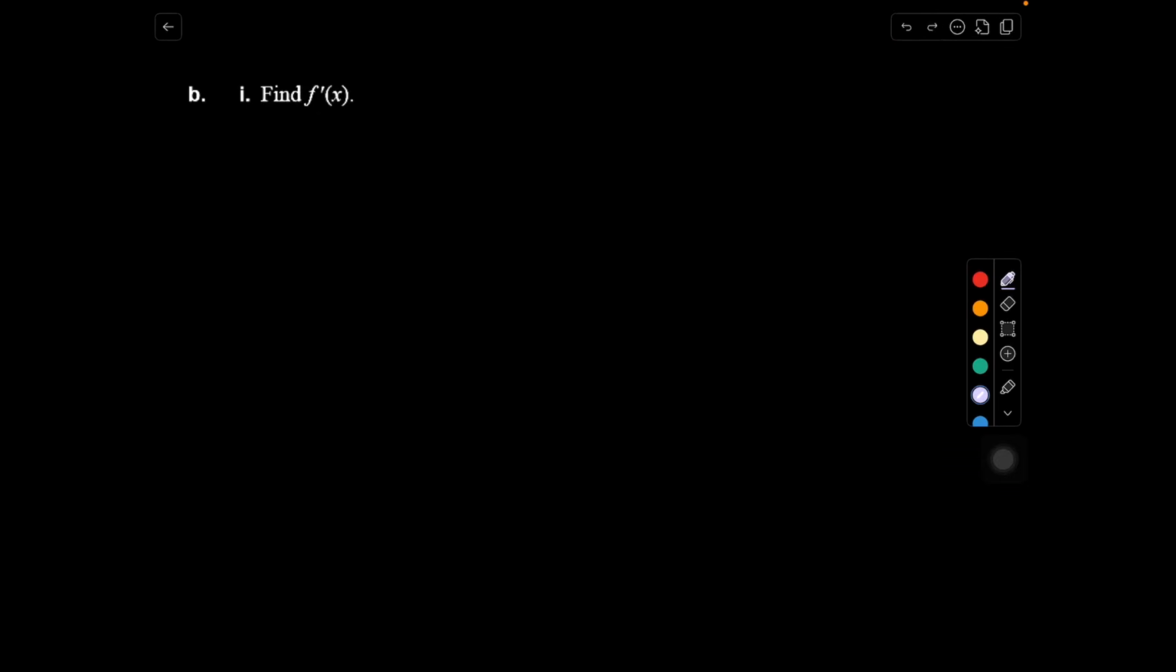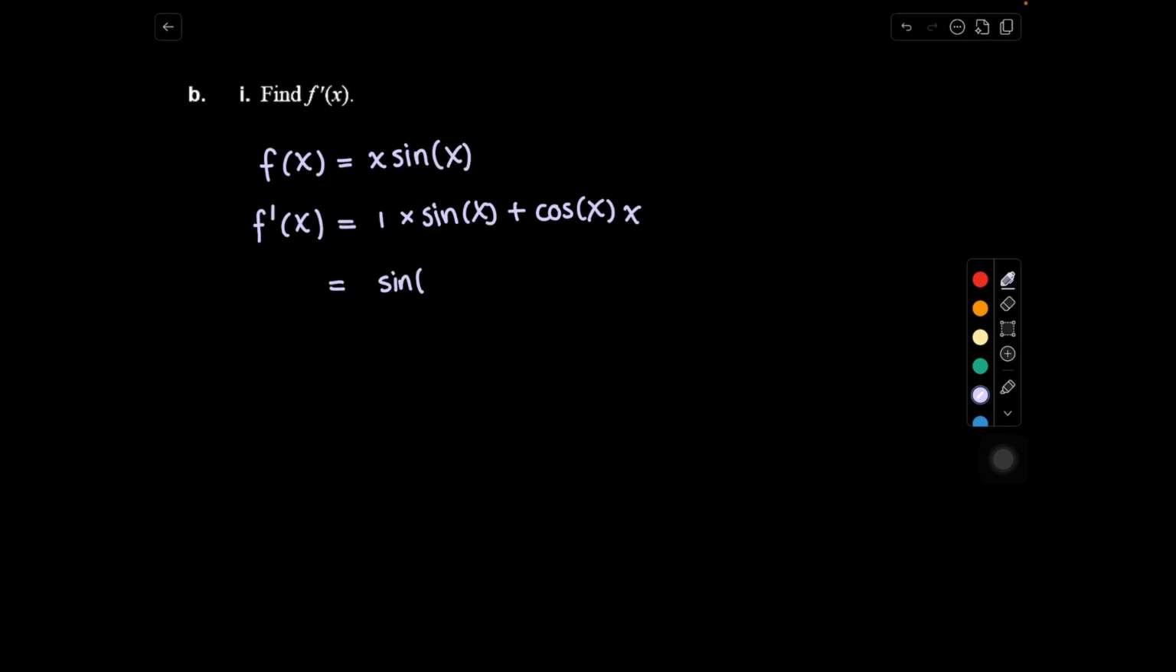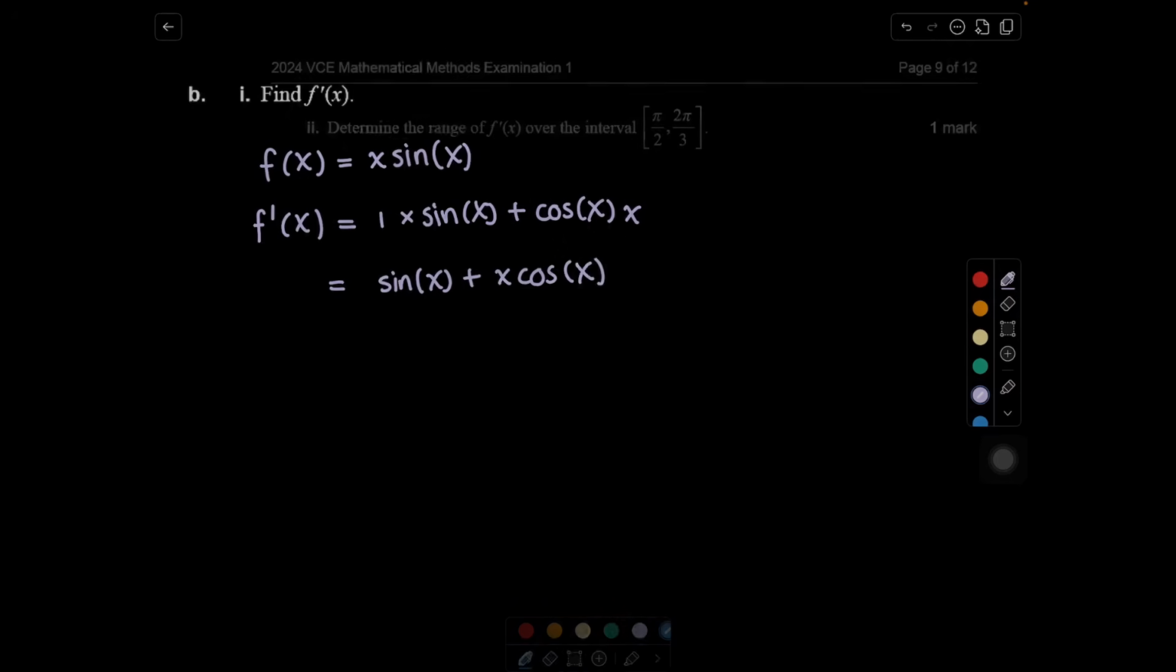Following on to part B, we just need to find the derivative of the function that they gave us before, and we need to use the product rule, which I showed you how to use at the start of the exam. So you take the derivative of the first function, which is 1, times it by the second function unchanged, and then you add the derivative of the second function, which is cos of x, times the first function. So our final answer is sine x plus x times cos x, and that's it.